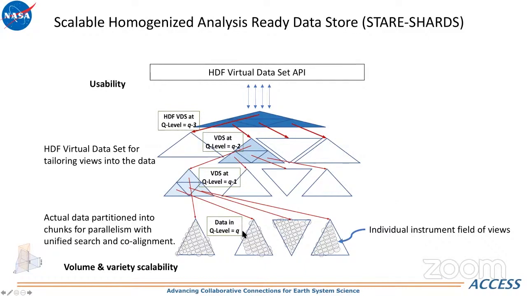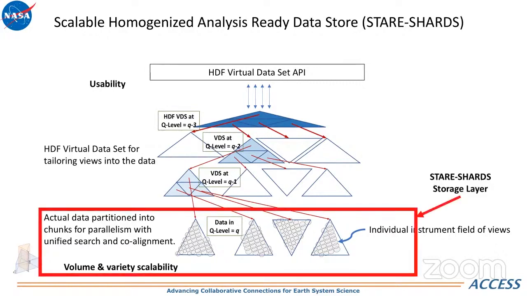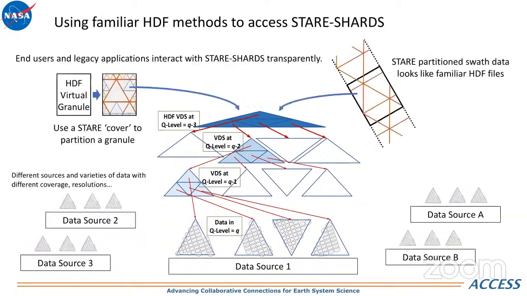But down here, I've chopped things up into STAIR partitions, and that's where my storage layer is. And that's where I get the name scalable, homogenized, analysis ready data store. So I have lots of data indexed according to STAIR, and then I'm going to make it available to your regular tools through the HDF virtual data set.